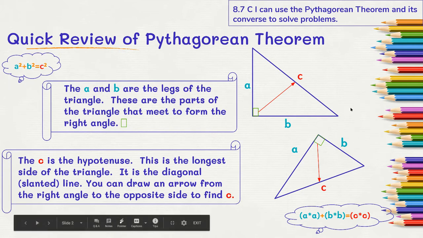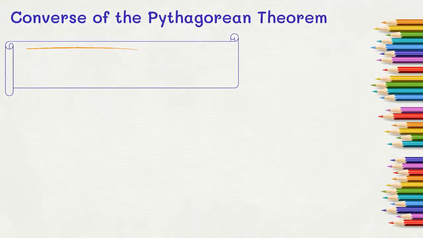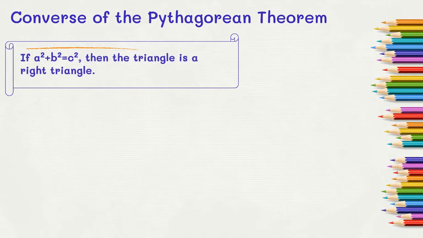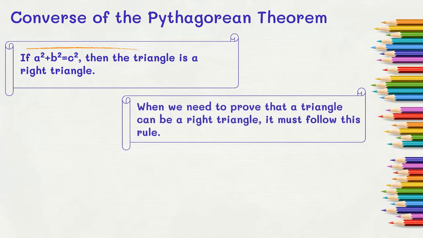So in our Pythagorean theorem, we're looking at a times a, because a squared, plus b times b, equals c times c. And that's something that we'll use when we're trying to work with the converse theorem. The converse of the Pythagorean theorem basically states if a squared plus b squared equals c squared, then the triangle is a right triangle. So we'll spend most of our time proving whether or not something is a right triangle. When we need to prove that a triangle can be a right triangle, it must follow that rule.